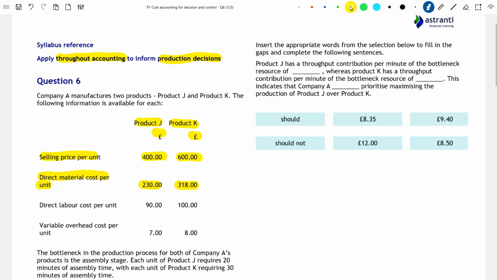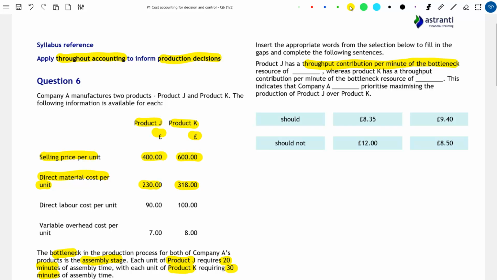We're also told that the bottleneck in the production process for both of Company A's products is the assembly stage. We're told that each unit of product J requires 20 minutes of assembly time and each unit of product K requires 30 minutes. So based on this information, the question asks us to complete a gap fill, and completing this gap fill will require us first of all to calculate the throughput contribution per minute of the bottleneck resource for both products J and K.